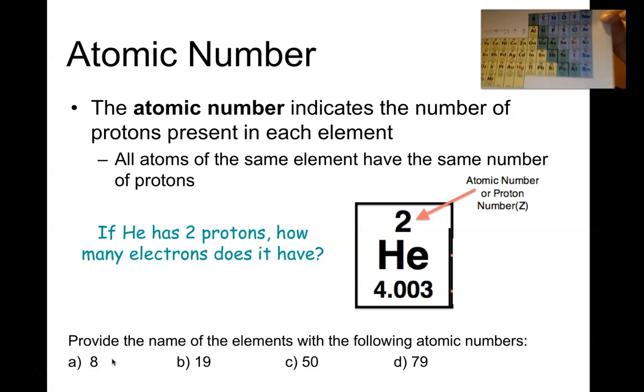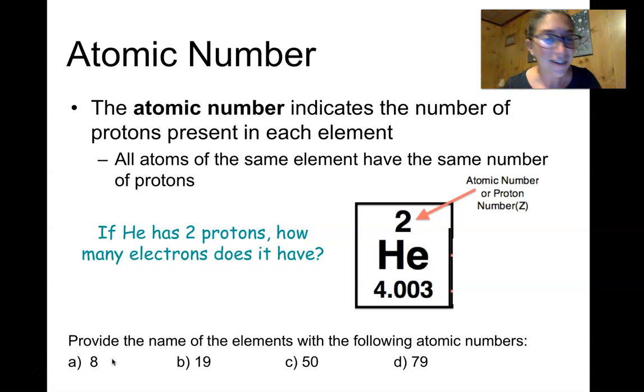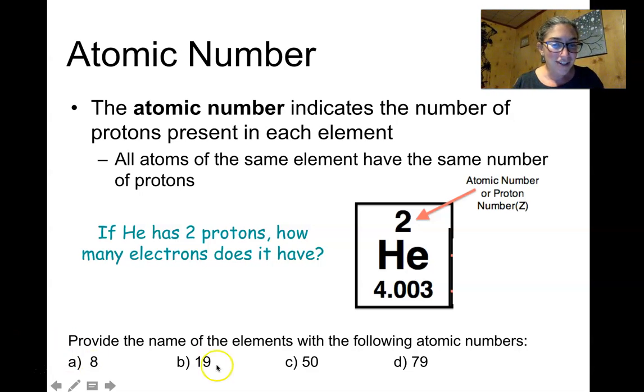I don't know if you can see it. Look at your own periodic table. All right, number 8 is oxygen. Number 19 on the periodic table is potassium, symbol K, and 50, if I scroll down, is tin, the symbol is Sn, and 79 is gold, the symbol is Au.